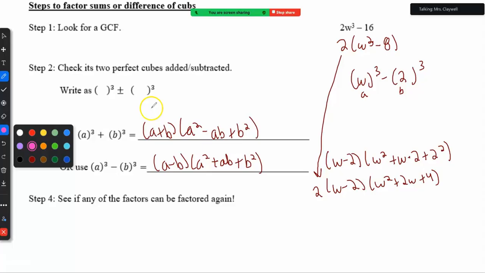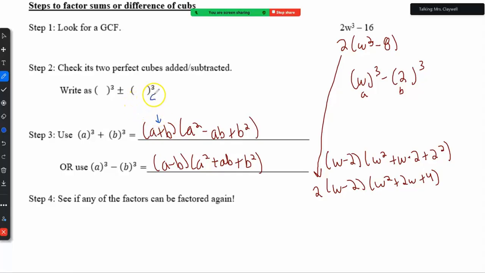Okay, something that's helpful for remembering the signs, we use the saying SOAP. S means the same, O means opposite, and the last sign is always positive. So SOAP is a way to remember what the signs are.